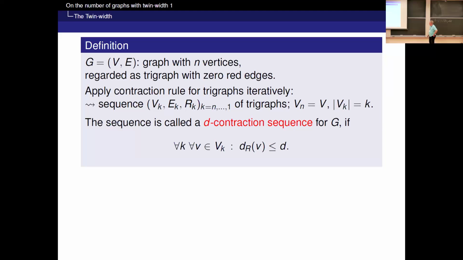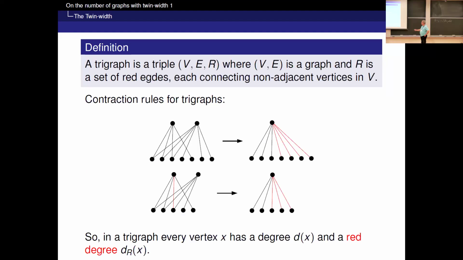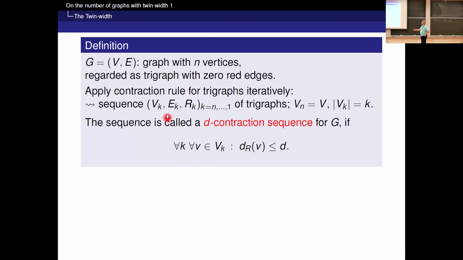And now, if you have a graph with n vertices and you regard it as a graph with 0 red edges, then you can apply these contraction rules for trigraphs iteratively, one by one. So you get a sequence of trigraphs, where the first trigraph is just the original graph.